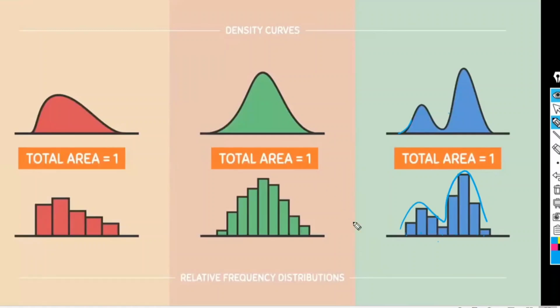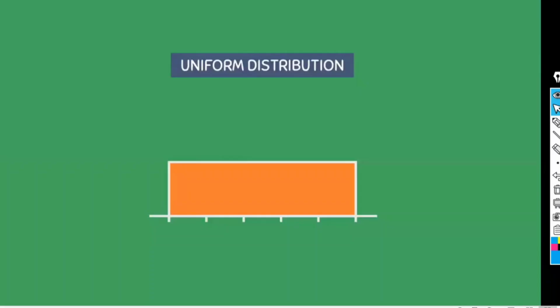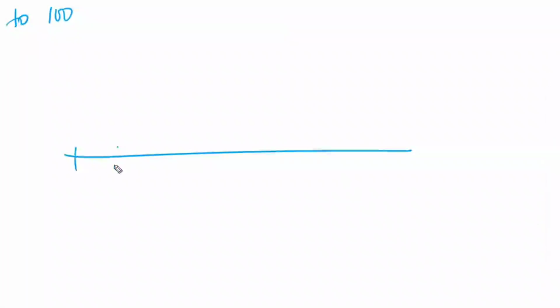The curve may be different based on the probabilities, but the total area is always 1. Now, if you have a curve like this, it is called a uniform distribution. For example, I am going to take the numbers from 1 to 100. Tell me, from 1 to 10, how many numbers will be there?